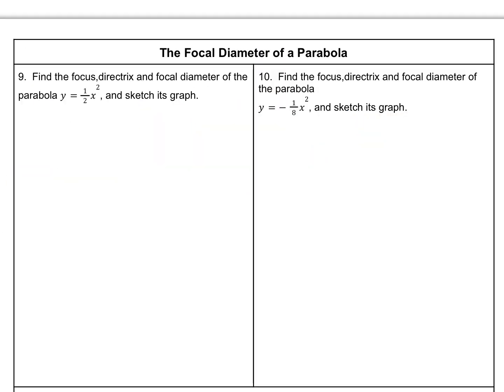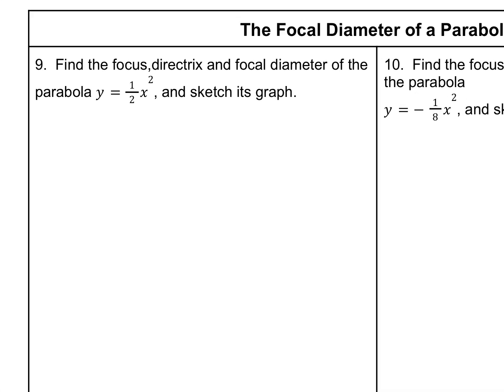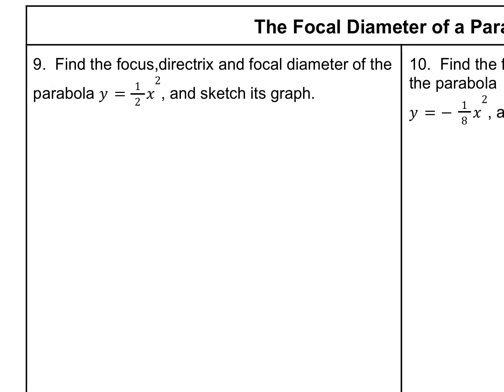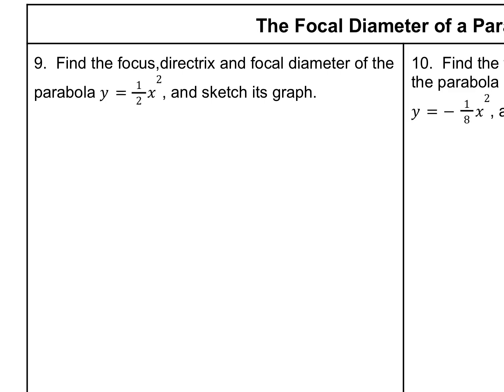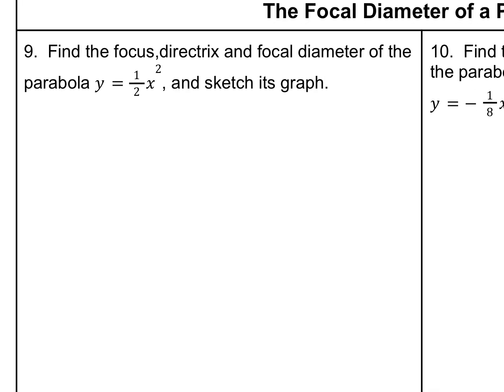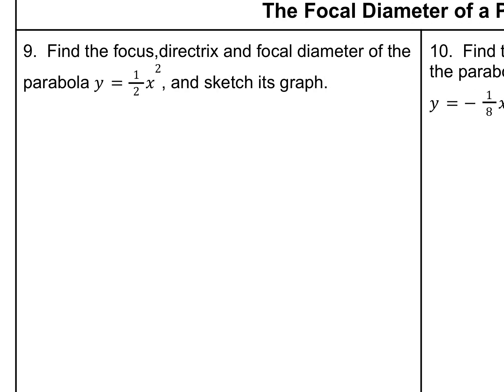So now let's talk about the focal diameter of a parabola. Find the focus, directrix, and focal diameter of the parabola y is equal to 1/2 x squared and sketch the graph. So the first step we're going to do is to put the equation in the form x squared is equal to 4py. So let's write our equation in here. We have y is equal to 1/2 x squared.